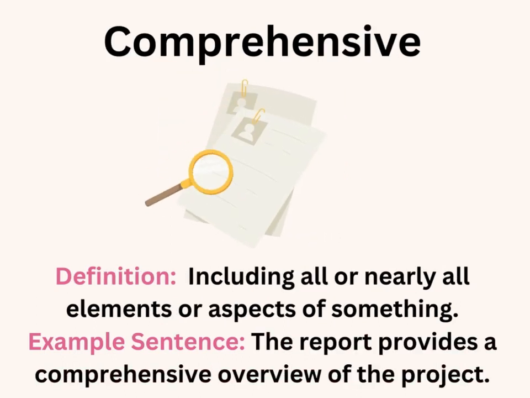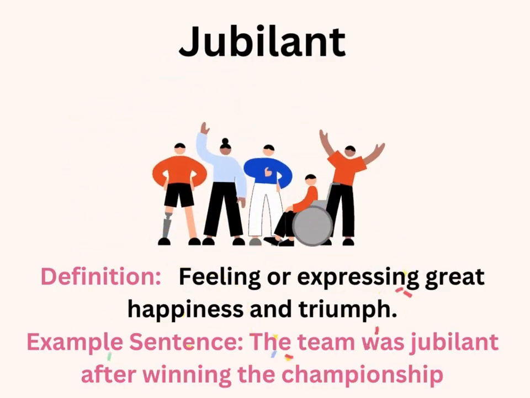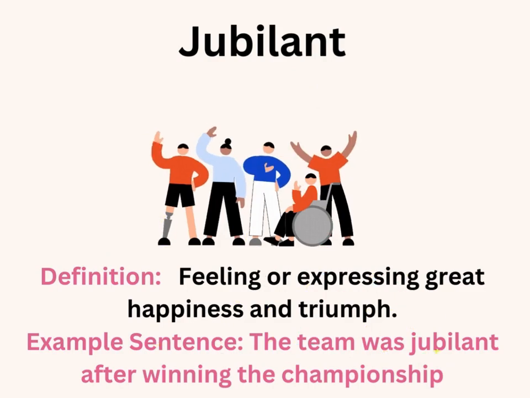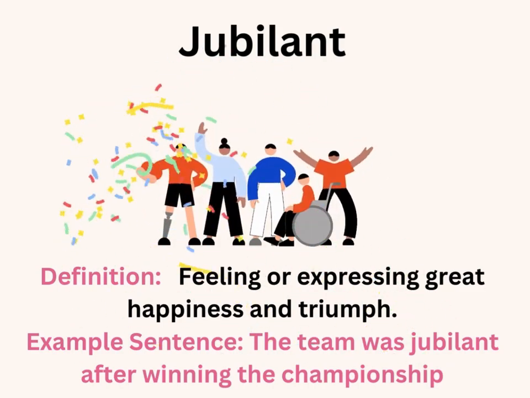Comprehensive. Definition: including all or nearly all elements or aspects of something. Example sentence: the report provides a comprehensive overview of the project. Jubilant. Definition: feeling or expressing great happiness and triumph. Example sentence: the team was jubilant after winning the championship.